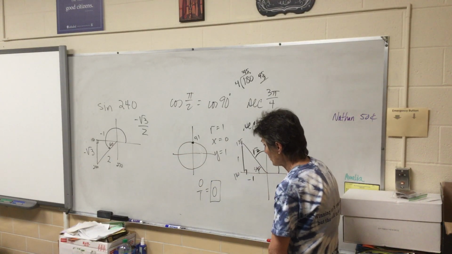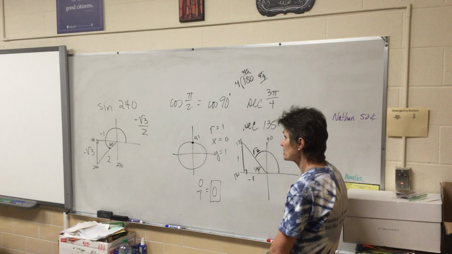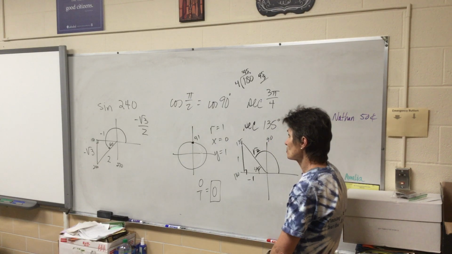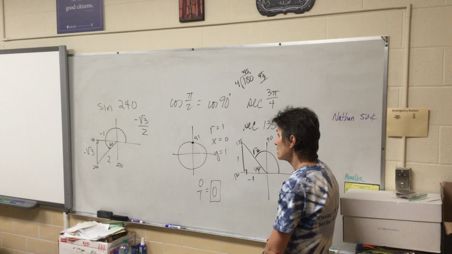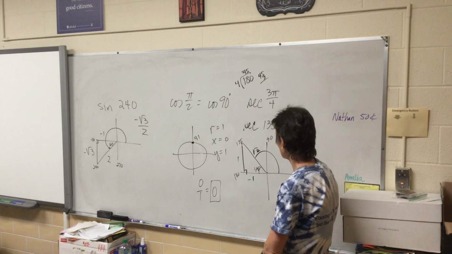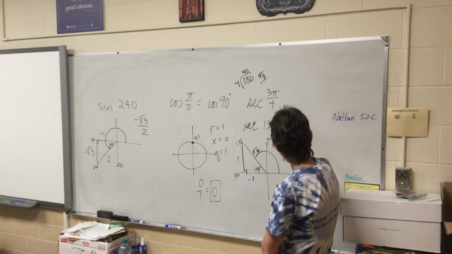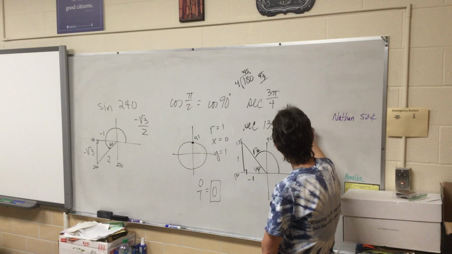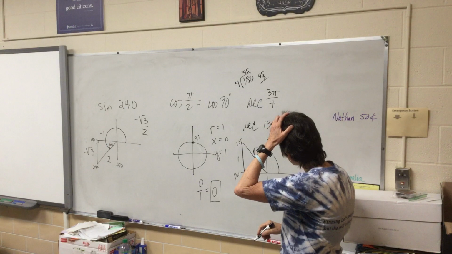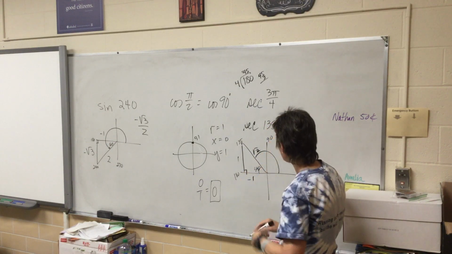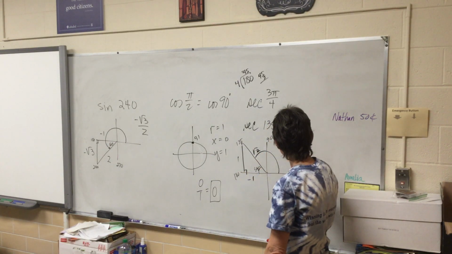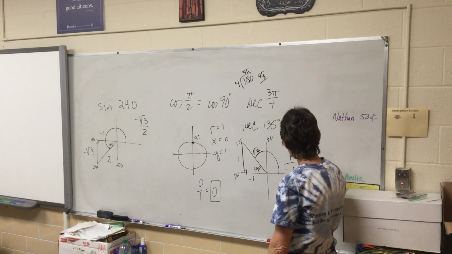Secant is reciprocal of cosine. Yes, you need to know that. Secant is reciprocal of cosine. Cosine is x over r, so it's going to be r over x, or hypotenuse over adjacent. Either way, it's a triangle, so you can think of that. So root 2 over negative 1, or negative root 2.